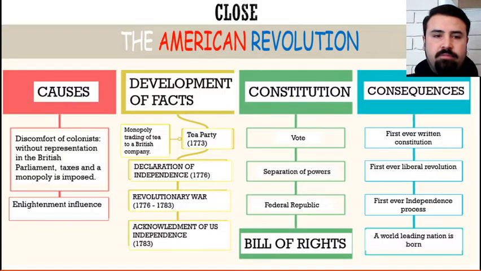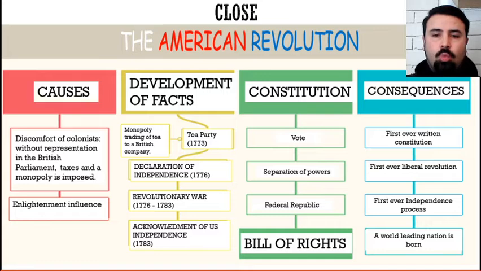The American Revolution. Causes. Discomfort of colonists. Without representation in the British Parliament, taxes and a monopoly are imposed. Enlightenment influence. Development of facts. Monopoly trading of tea to a British company. The Tea Party in 1773. Declaration of Independence in 1776. Revolutionary War from 1776 to 1783. And finally, the acknowledgement of US independence in 1783.